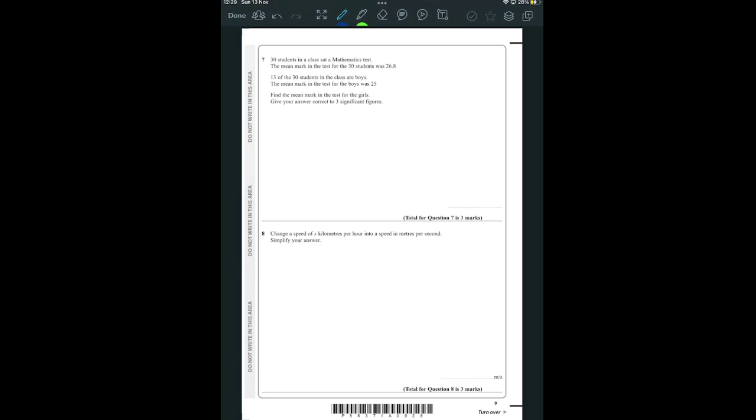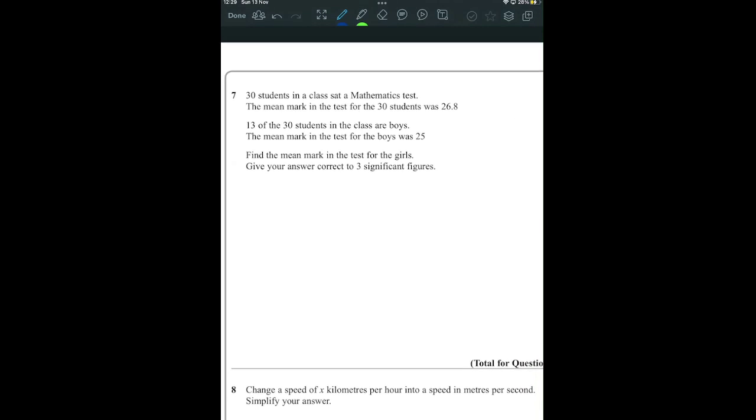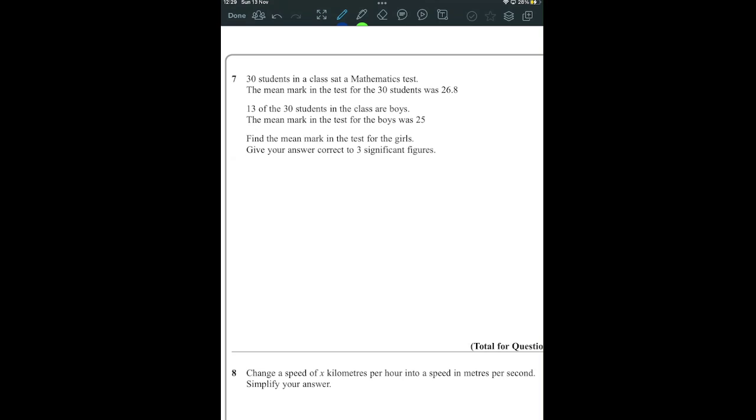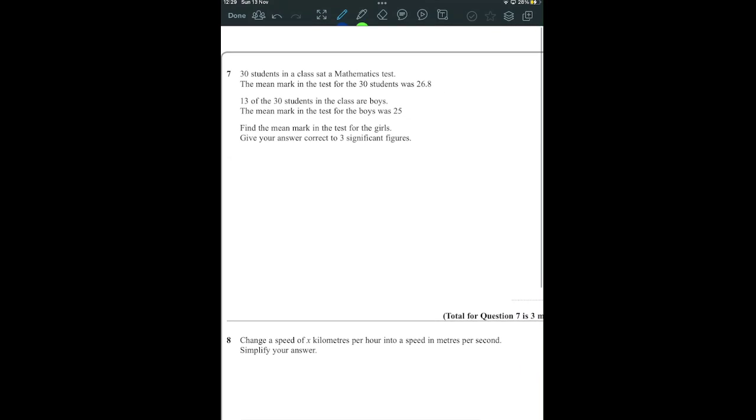Question 7. This is a reverse mean question. 30 students, the mean mark in the test for the 30 students was that. We have the mean mark for the boys and we want the mean mark for the girls. So there's lots of ways to do this, and I don't normally do this in a table, but sometimes it is helpful. So we have, let's go for the mean, the total for the class, the boys and the girls.